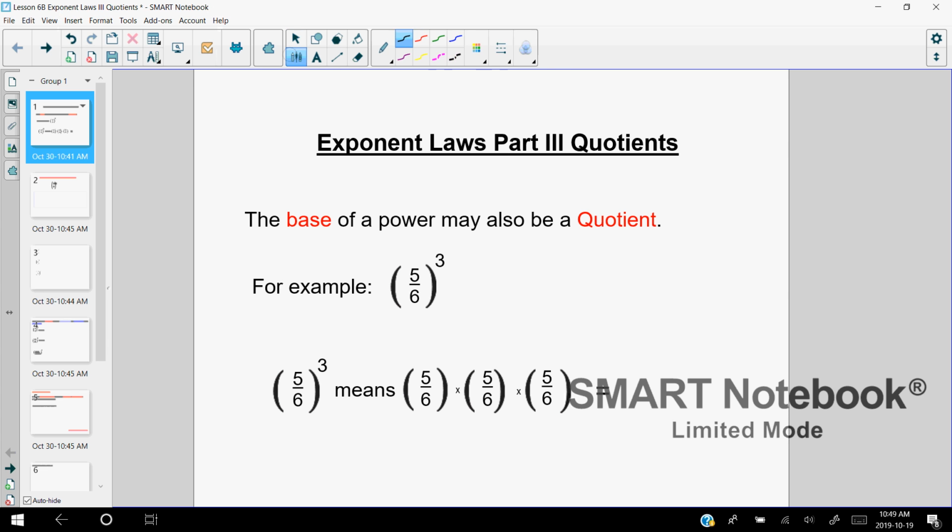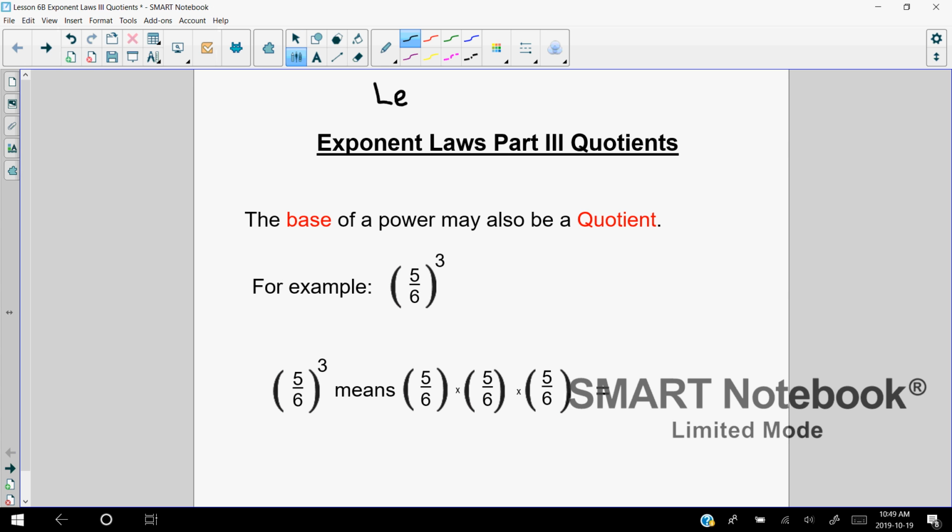Today we are doing lesson 7. This is the last lesson in the unit. So we are going to be doing a little bit more with exponent laws and how that works when we're dealing with fractions, or what we call quotients.